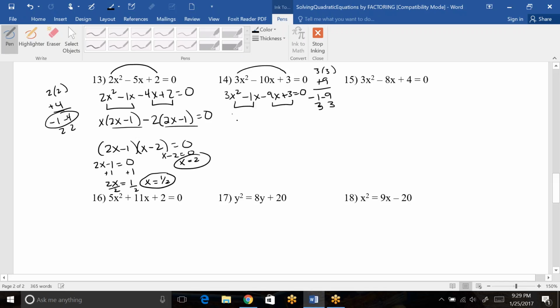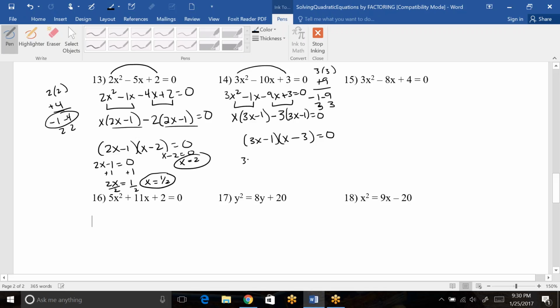We try to factor by grouping, so I can pull out an x, so that leaves me with a 3x minus 1. Need to pull out a negative again, and they both are divisible by 3. If you divide that out, you also get 3x minus 1. So 3x minus 1 is one of my solutions, and the parts in front are the other solution.